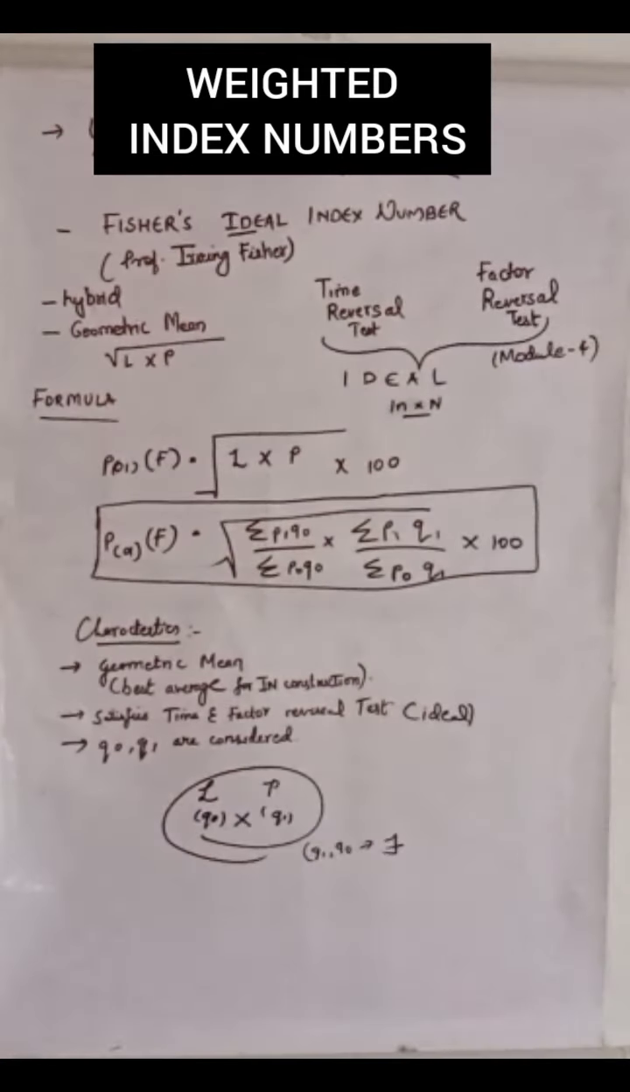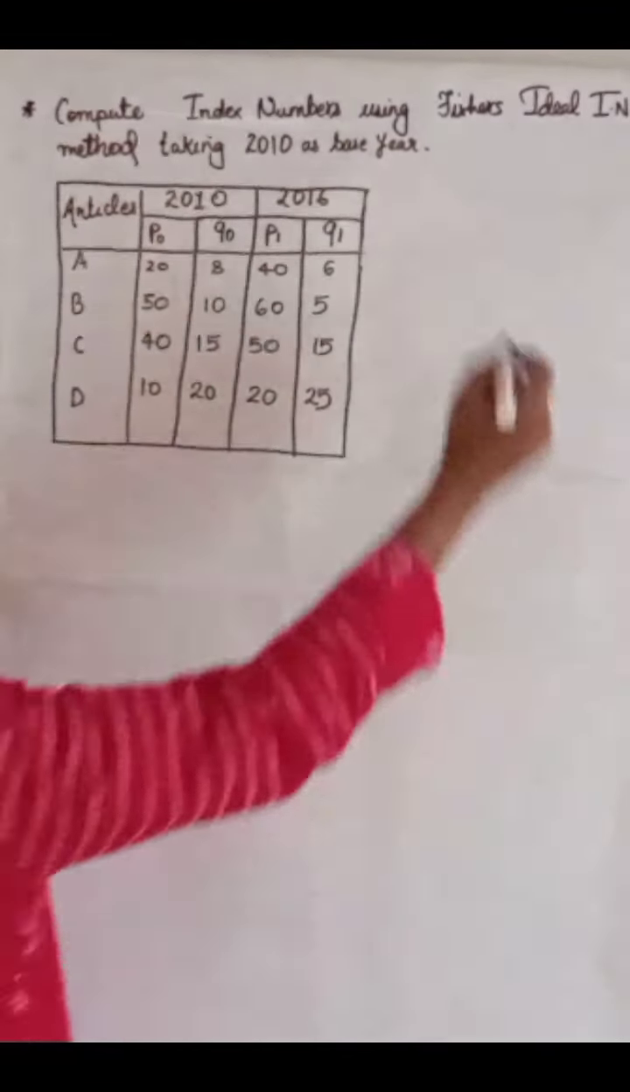So this is all about the theory part of Fisher's ideal index. Let us solve a problem using Fisher's ideal index number. Let us look into the question quickly. Compute the index number using Fisher's ideal index number method, taking 2010 as the base year. Already 2010 as the base year is given, so I have denoted my prices and quantity as P0 and Q0 respectively, and 2016 is the current year. So we have to find the index number of the year 2016.